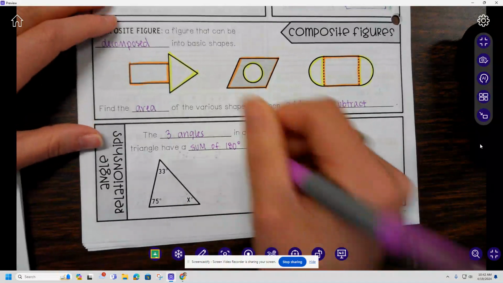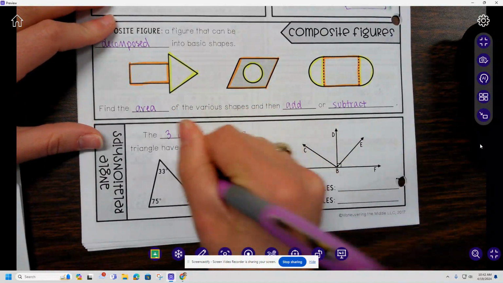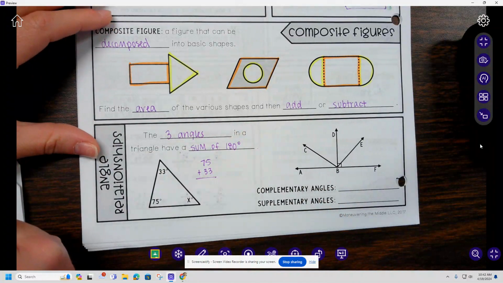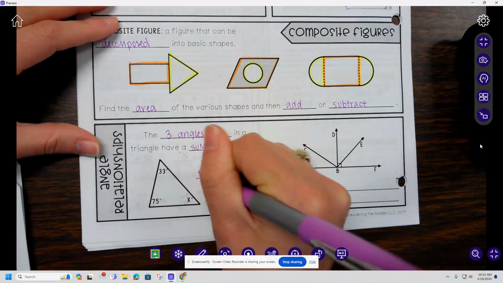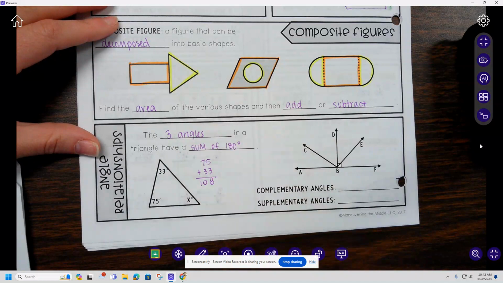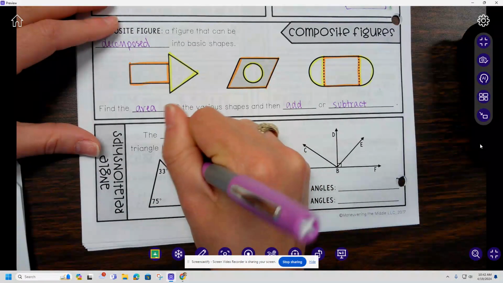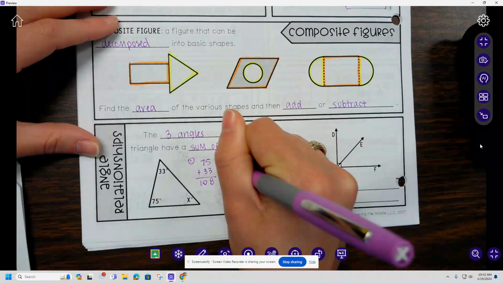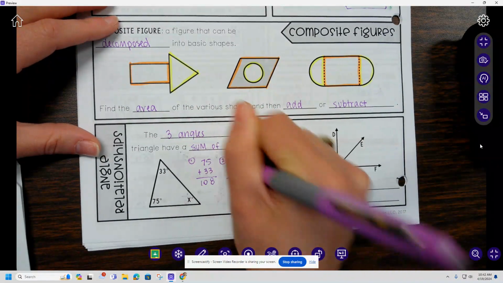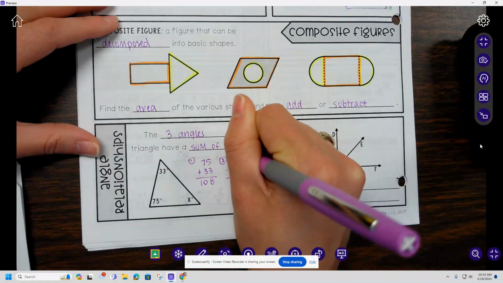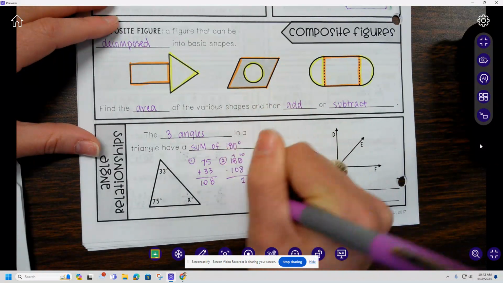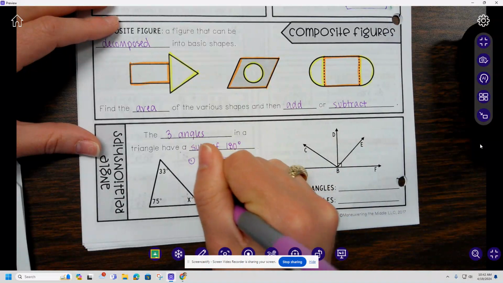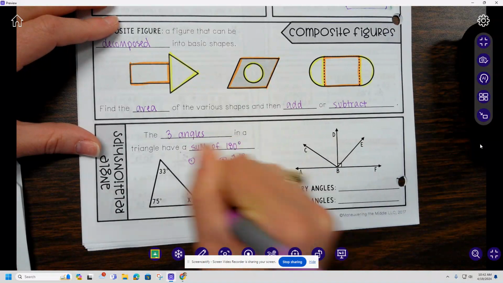So step number 1 would be 75 plus 33. Those are my known angle measures. 5 plus 3 is 8. 7 plus 3 is 10. Step number 2 is I subtract from 180. So I borrow. This becomes a 10. 10 minus 8 is 2. 7 minus 0 is 7. So x equals 72 degrees.